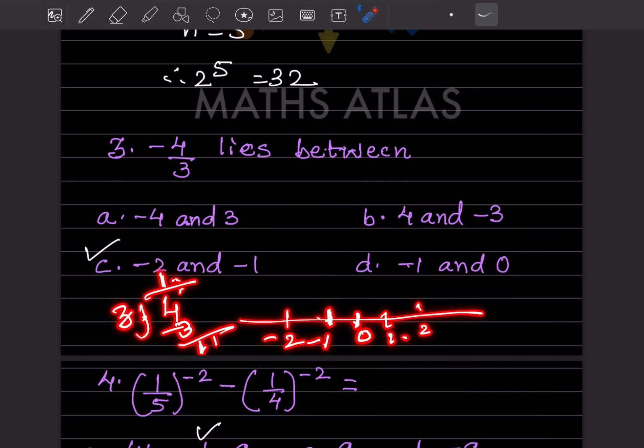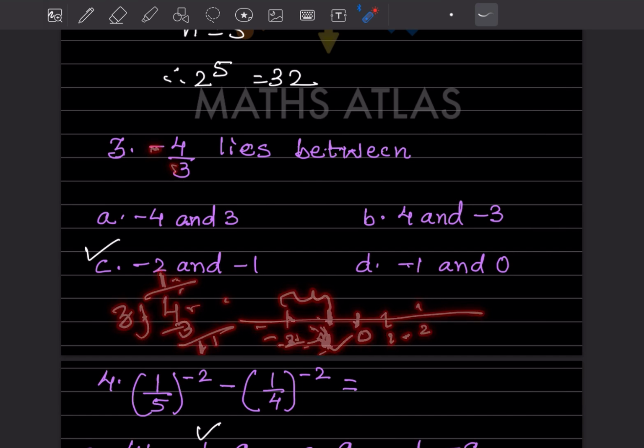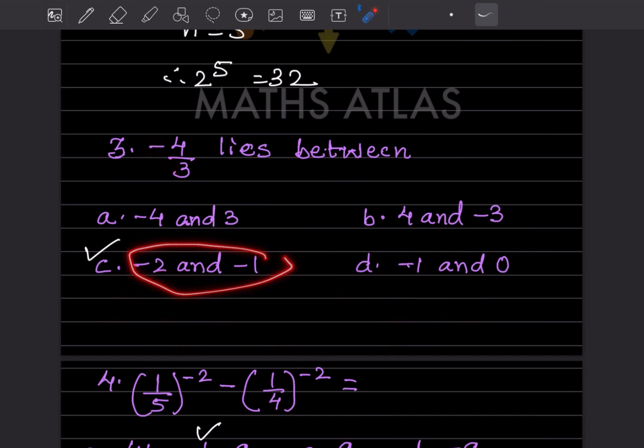So minus 4 by 3 means it is more than 1, but less than 2. Because it is negative, it lies between minus 2 and minus 1. Hope this is clear. It is more than 1, but negative, so you put a negative sign, and it's definitely not 2. So it will lie between minus 2 and minus 1. So the option is minus 2 and minus 1.